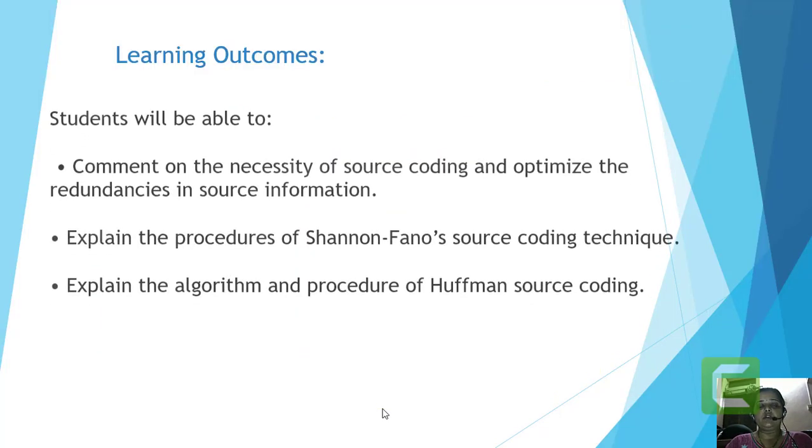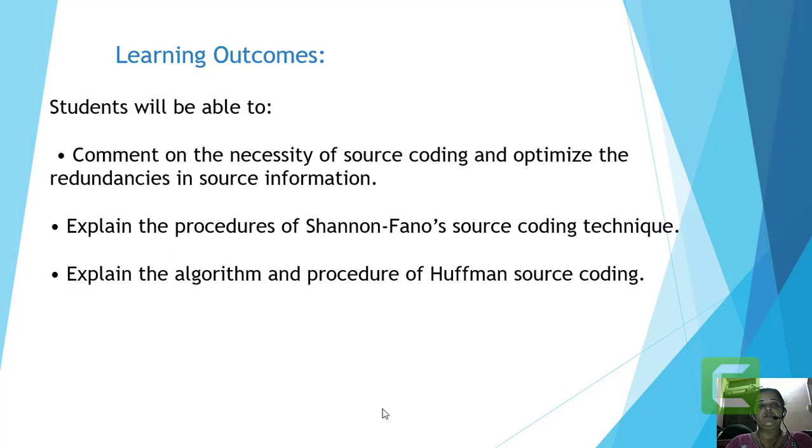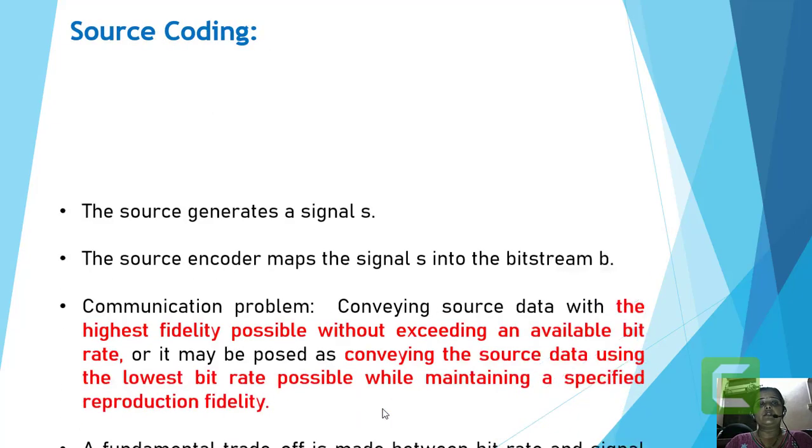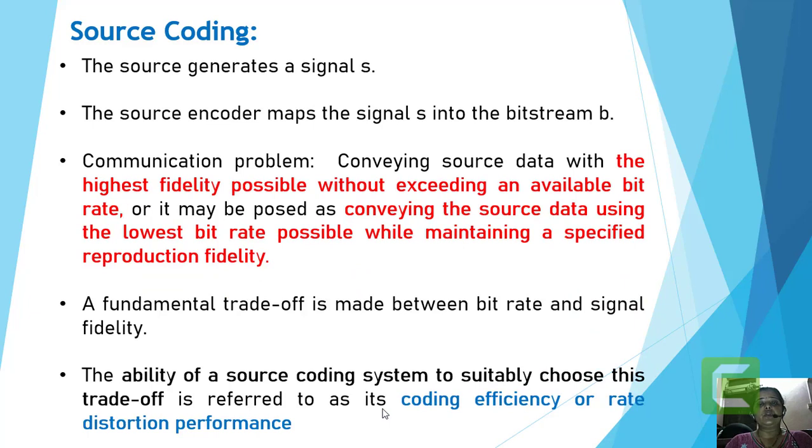As a learning outcome from this lecture, the students will be able to comment on the necessity of source coding and optimize the redundancies in source information. They will also be able to explain the procedure of the Shannon-Fano source coding technique and the algorithm and procedure of Huffman source coding. Before starting with Shannon-Fano and Huffman source coding, we will see what source coding actually is.